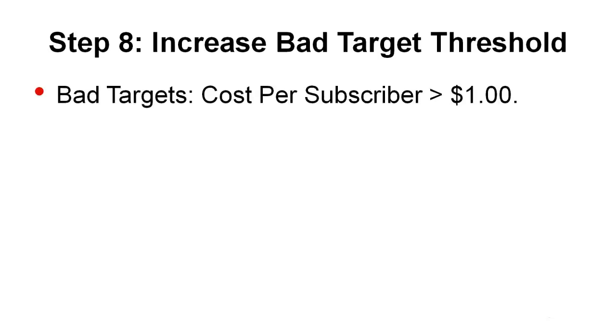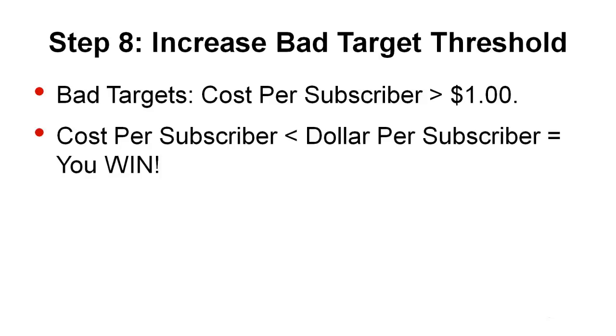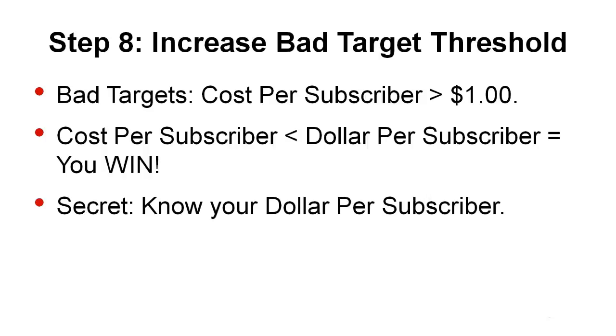So let me explain what this really means. So far, we have assumed that if we spend more than $1 to acquire a single subscriber from a URL, it's a bad target and we should remove it immediately. Now the truth is this: it really doesn't matter how much we are paying to get one subscriber, as long as we are making more than what we are paying. If a subscriber is worth $5 to us, we can easily pay $3 per subscriber and still win massively. The secret is really to know our dollar per subscriber and how much they are worth to us.